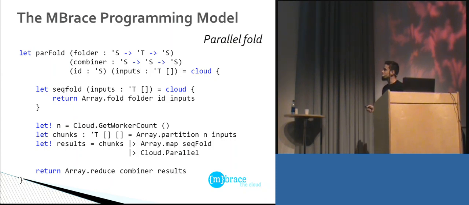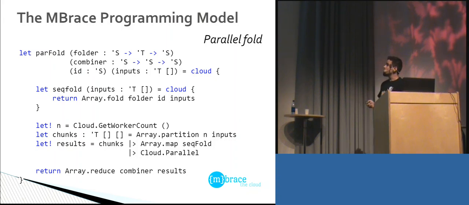It's called cloud.getWorkerCount, which is monadic. This is another primitive that we provide, which once executed will give back the current number of available worker nodes in the cluster. So I can use this number while executing to partition my inputs into smaller chunks, which I can then pass into sequential fold. Once I have created these smaller jobs, I can pipe them into cloud.parallel, which will execute those smaller sequential folds in parallel. And once I get back my results, I can sequentially reduce the significantly smaller results that I happen to get back.